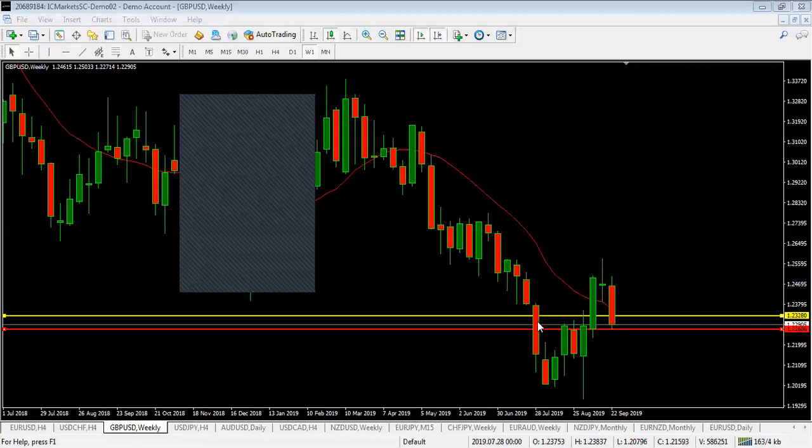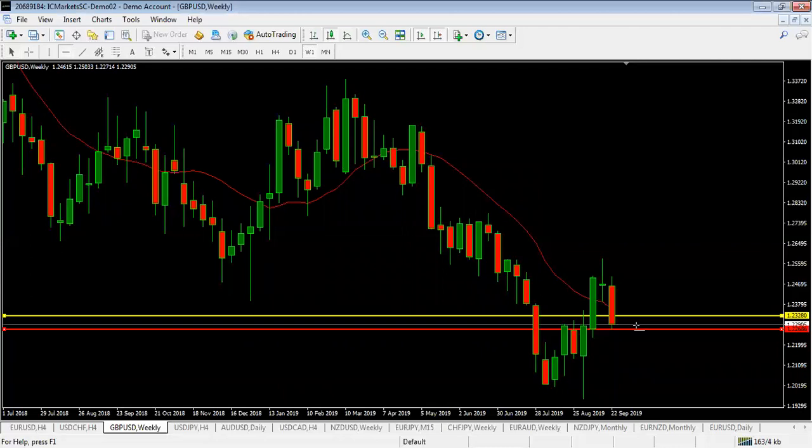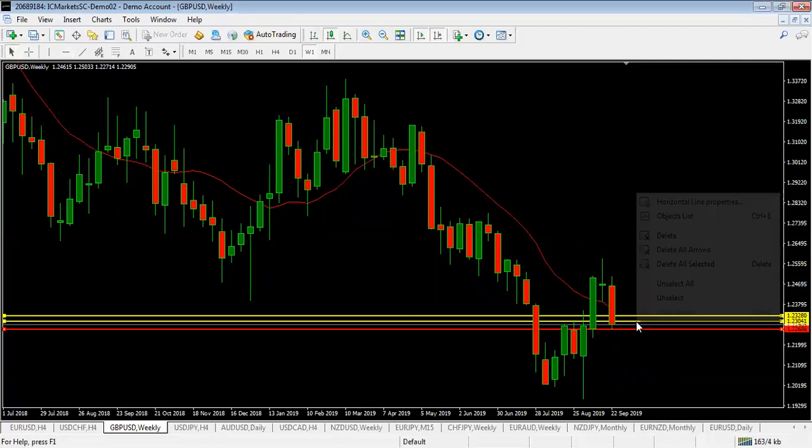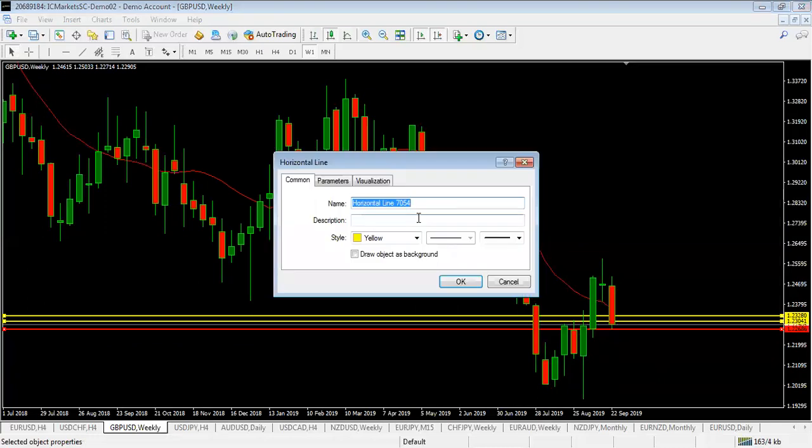This is 1.2383 plus 1.2079 plus 1.2159 divide 3. Copy. So let's see, it's for the weekly, using the monthly and weekly time frame.